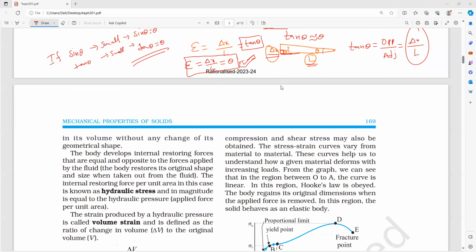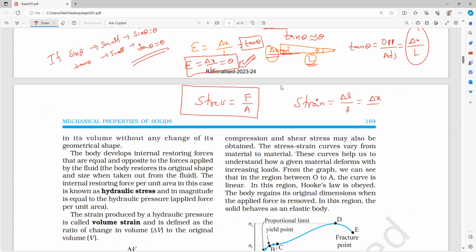So from that, finally I'll make the conclusion. Stress has a single formula. Whatever the stress is, what is the formula? Force per unit cross-sectional area. But for strain, we have three formulas. Change in length, which is longitudinal strain, shear strain, and change in volume, which is volumetric strain. So this is what we call stress and strain.